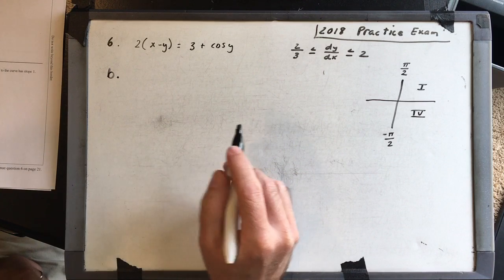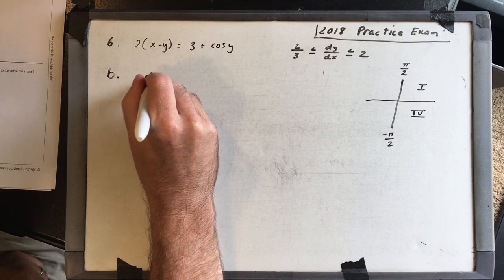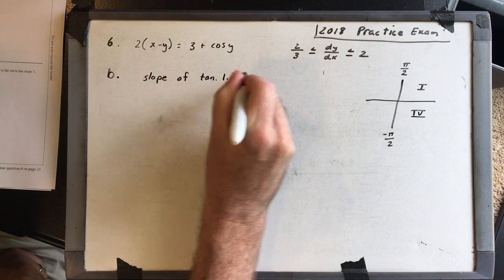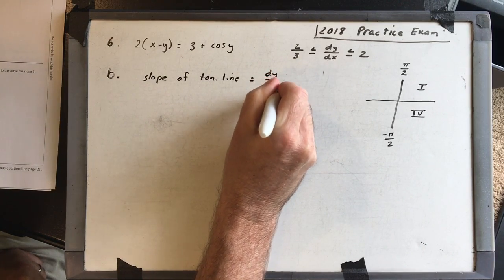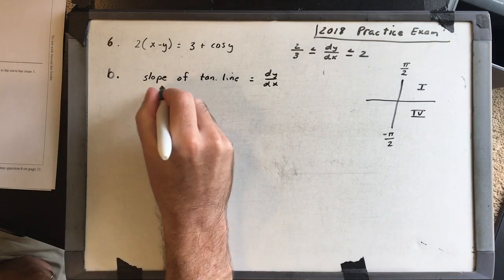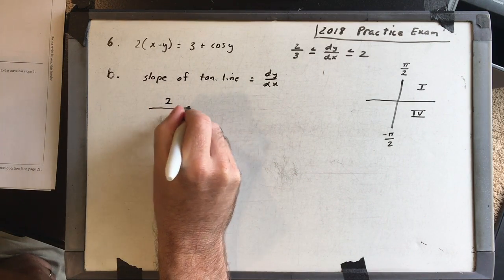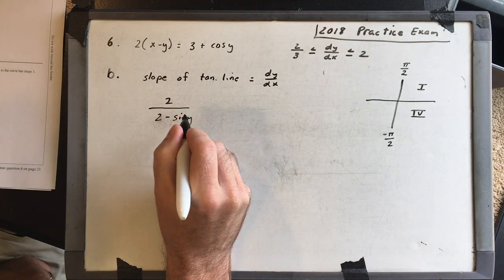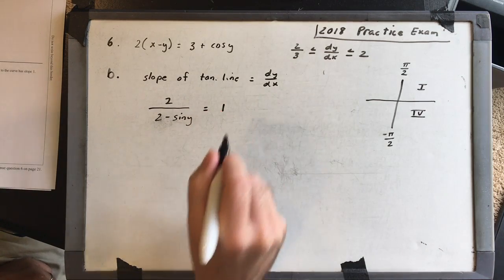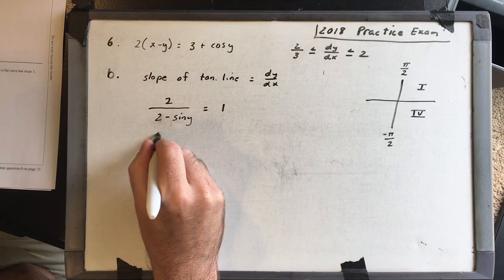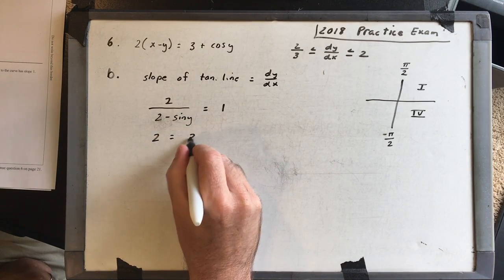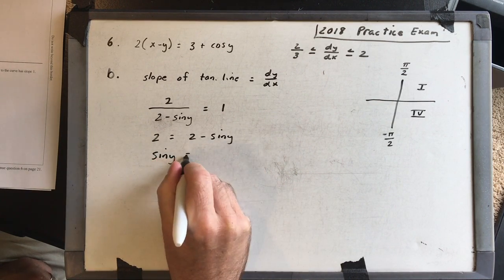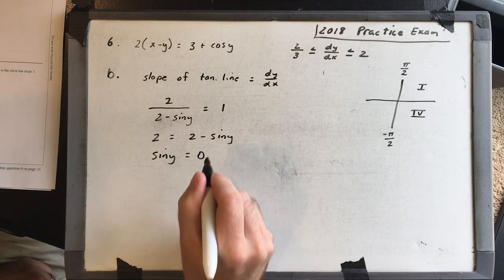Find those coordinates. Okay, we know that the slope of the tangent line is going to equal dy dx. And it says this slope is equal to 1. Well, we figured out that dy dx in part A was 2 over 2 minus sine y. We know that's equal to 1. So we can solve for y here. Multiplying both sides by the denominator, 2 is equal to 2 minus sine y. Let's bring the sine y over to the left. Bring this 2 over to the right. Sine y is equal to 0.